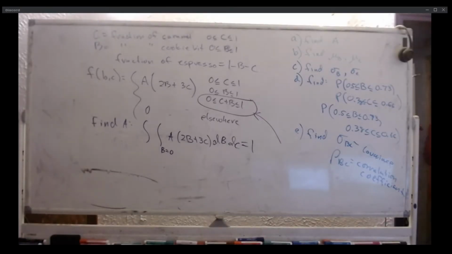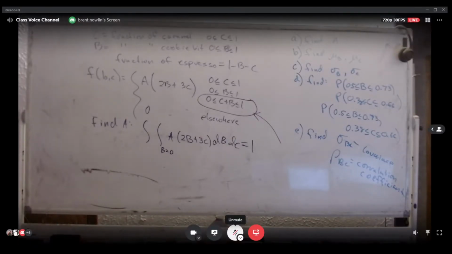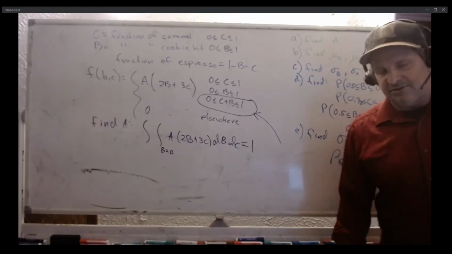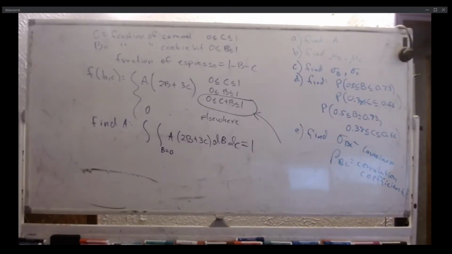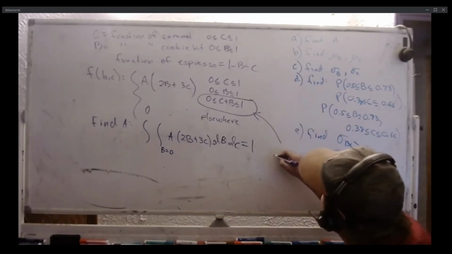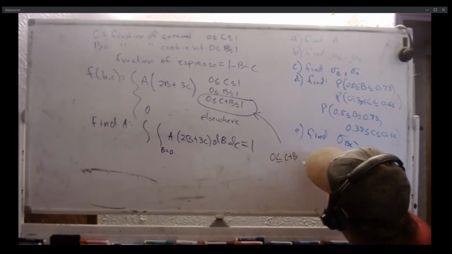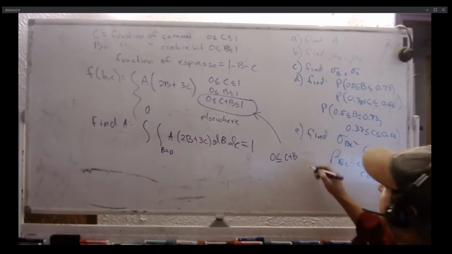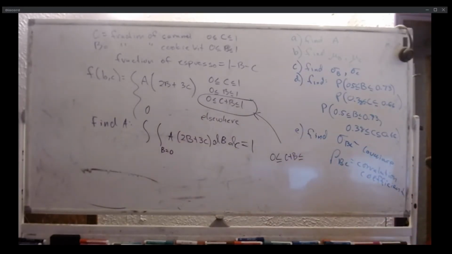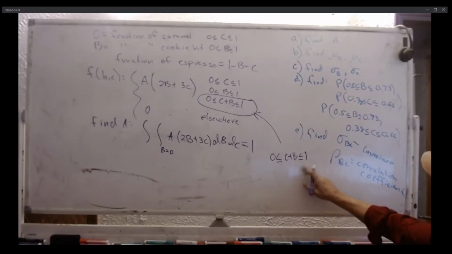It's exactly what Brian said, but I'm going to explain it a little bit more and tell you why. Brian nailed it. We know that C plus B has to be greater than or equal to 0, no matter what. And if you add those two together, they still have to sum to 1 at most. If they can be less than 1, that's fine.